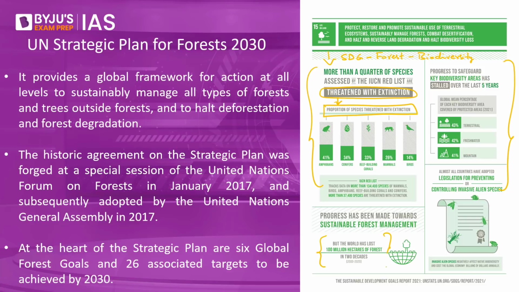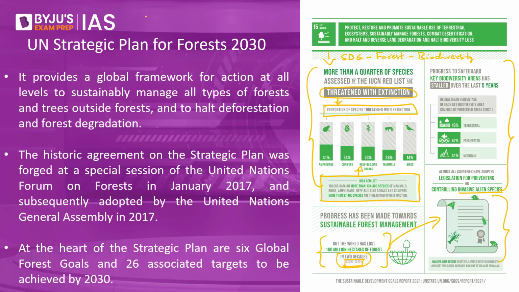UN data shows that the world has lost more than 100 million hectares of forest in just 2 decades between 2000 and 2020. This, along with the threat of spreading invasive alien species, has destroyed and degraded forest ecosystems, which in turn is having a direct impact on threatened species of animals and birds.